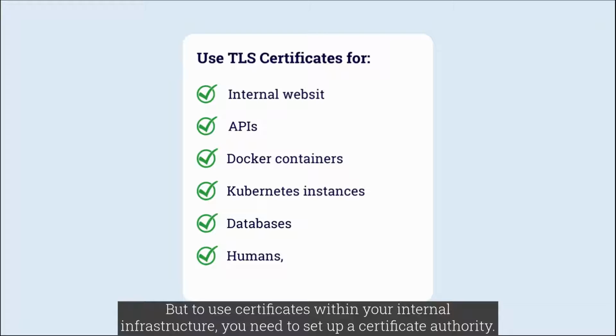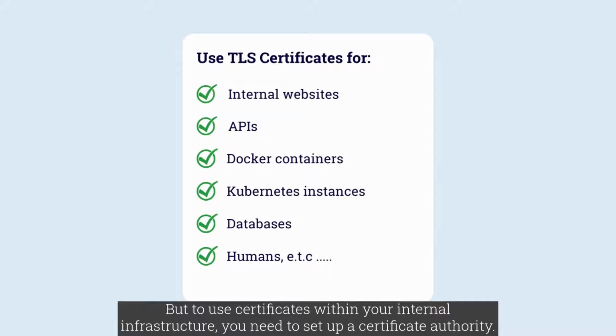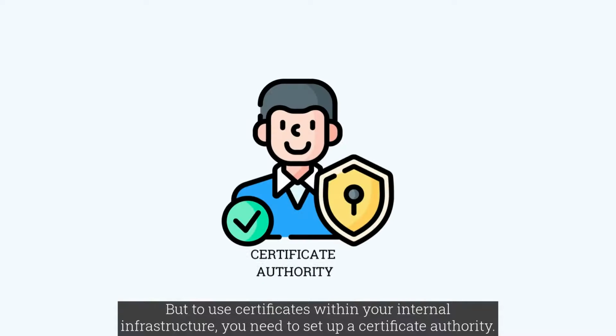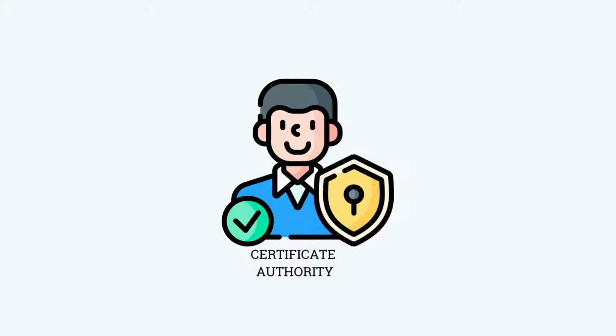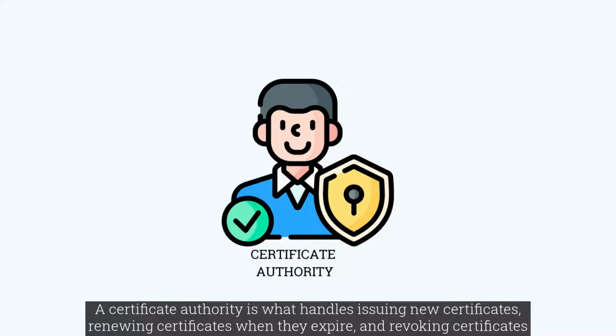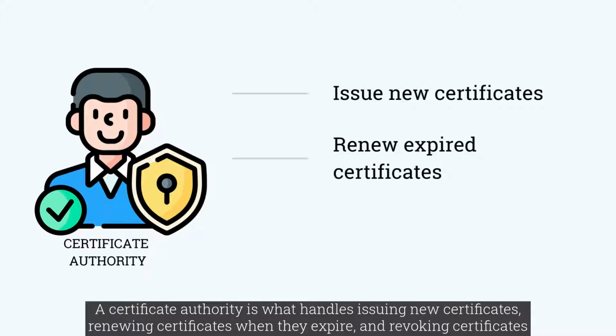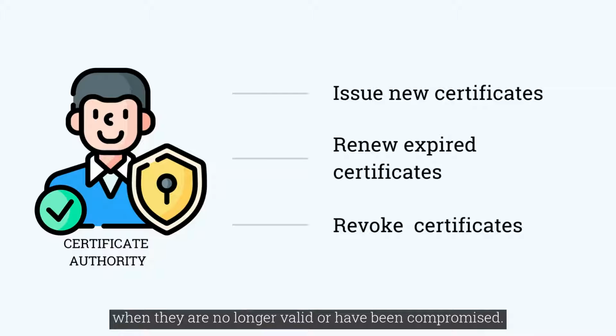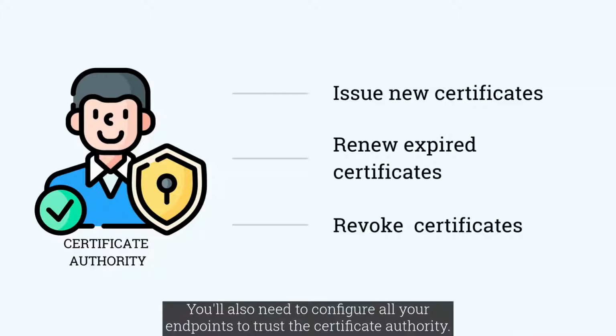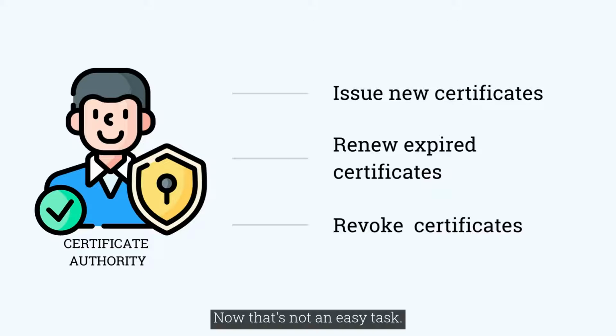But to use certificates within your internal infrastructure, you'll need to set up a certificate authority. A certificate authority is what handles issuing new certificates, renewing certificates when they expire, and revoking certificates when they are no longer valid or have been compromised. You'll also need to configure all your endpoints to trust the certificate authority. Now that's not an easy task.